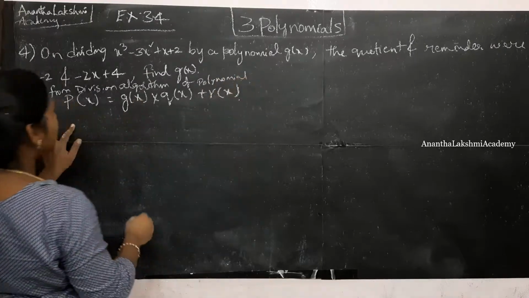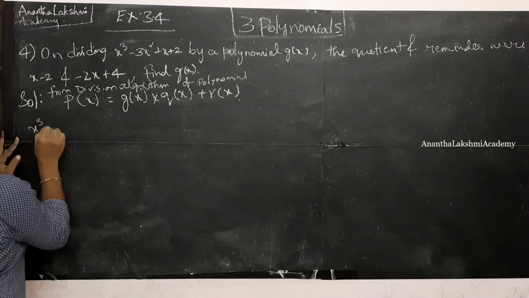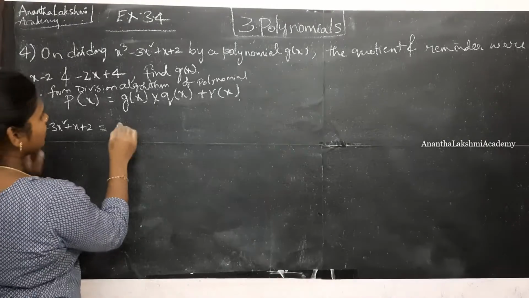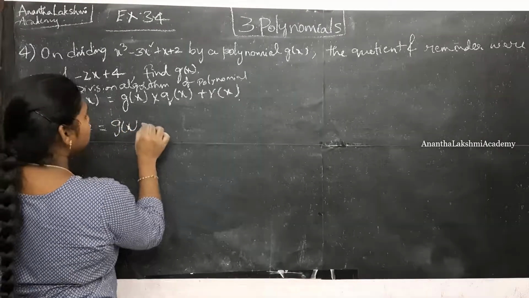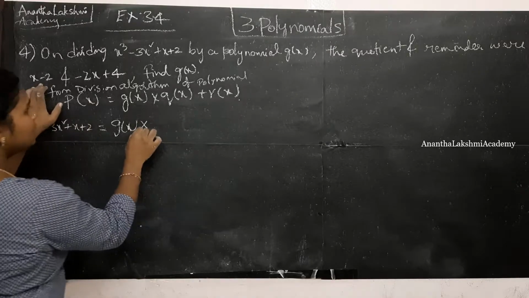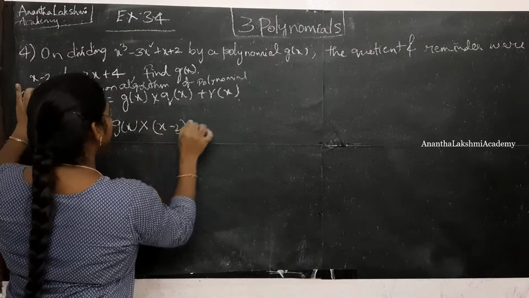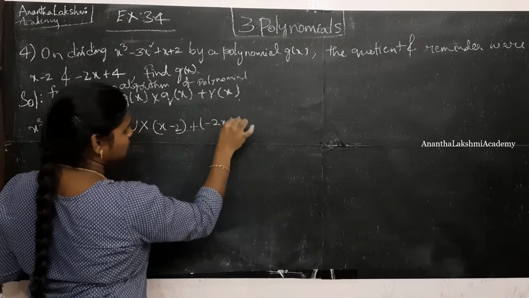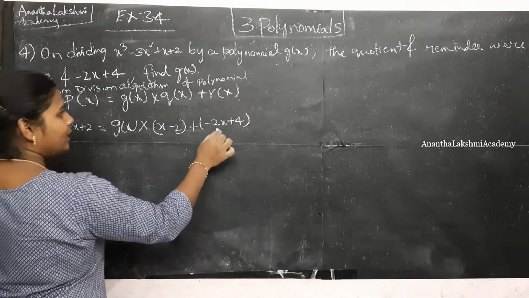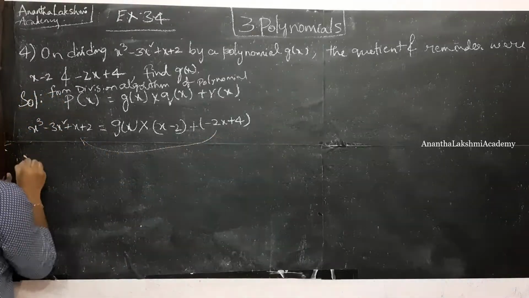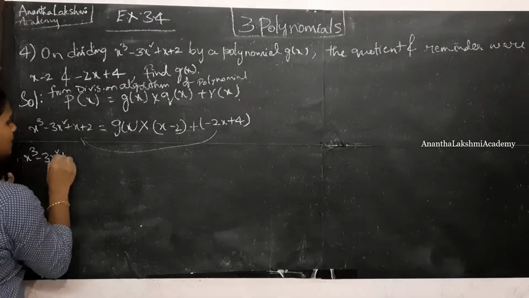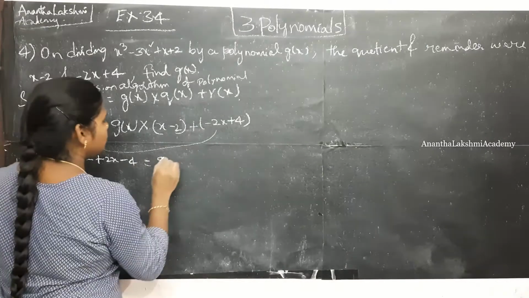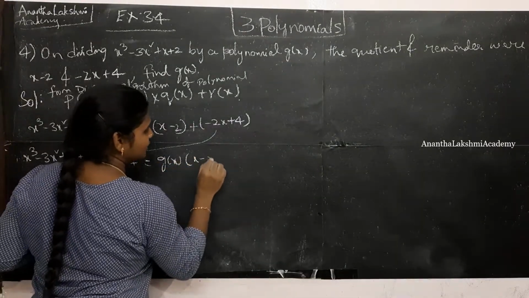Now, what is p of x? P of x is given as x cube minus 3x square plus x plus 2 is equal to g of x, that is what we need to figure out. And quotient and remainder are given. What is the quotient? X minus 2, plus remainder is minus 2x plus 4. So I am going to send this to the other side. That way it becomes x cube minus 3x square plus x plus 2 plus 2x minus 4 is equal to g of x multiplied with x minus 2.